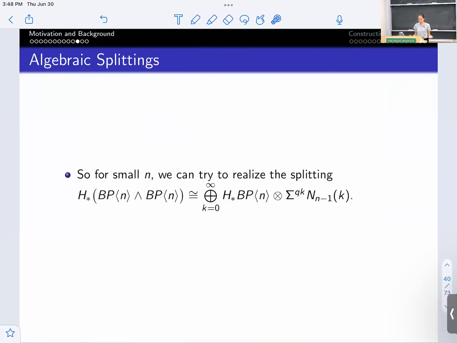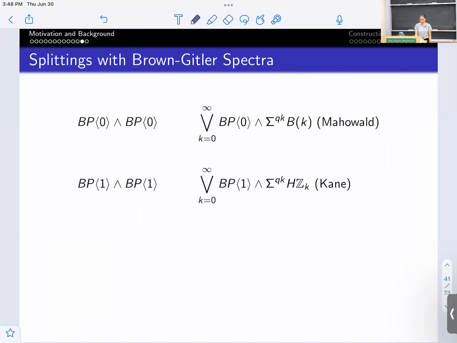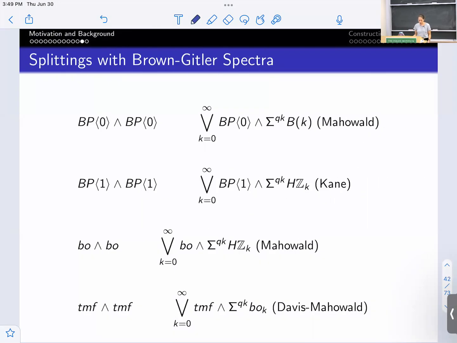But for small n, where we know they exist, we can try to realize this splitting. And so that's been done at low heights. So for BP0, which remember is actually the p-local Eilenberg-MacLane spectrum, this is due to Mahowald. For BP1 smash BP1, this is due to Kane. So then you might think, okay, for BP2 smash BP2, it probably works out as well. But I want to touch briefly on a sort of parallel story to this that might give you pause.